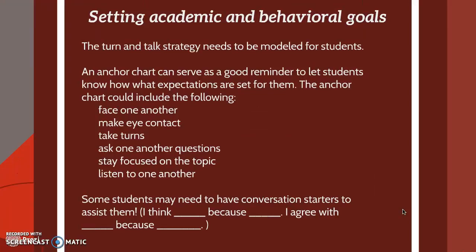Second, setting academic and behavioral goals. So this strategy needs to be modeled for students, just like anything else that we do, before they actually do it. That way they know what they're supposed to do when they turn to their partner or their shoulder partner or whatever you may call it, how they're supposed to talk with one another, and then what they're supposed to do when they're finished.